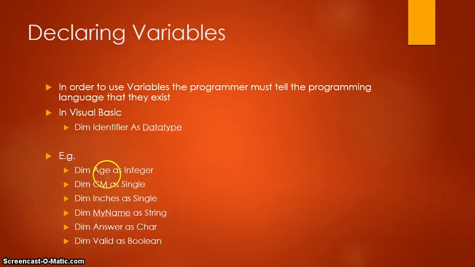Examples. Dim age as integer. That tells VB that we've now got a variable called age, we've got a box in memory, we're calling it age as its identifier, and we're going to put a whole number inside it. This is declaring a variable with cm as the identifier, and we're going to be able to put decimal numbers in it. Inches is going to be able to put decimal numbers in it. My name is its identifier. This is now a box in memory that we can put letters, numbers, alphanumeric characters. Answer, we're looking for a single letter. Valid can only be true or false.